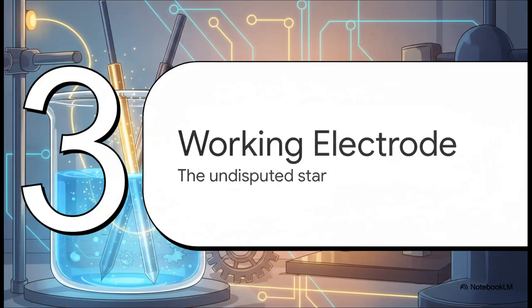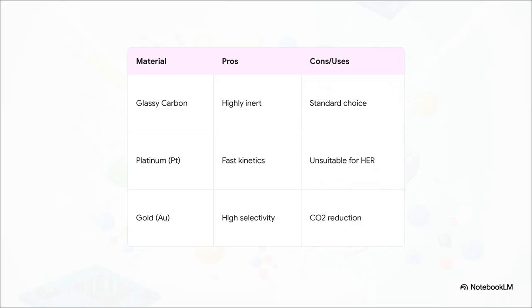Now for part 3, the working indicator electrode. Let's shine the spotlight on the undisputed star of our show. This is the exact location where your electrochemical reaction of interest actually takes place. Looking at this material showdown, choosing the right material dictates your safe zone or potential window. You've got glassy carbon as the robust, highly inert workhorse with a wide potential window, making it the standard choice for most experiments. Then there's platinum, offering blistering fast electron kinetics and incredible conductivity.